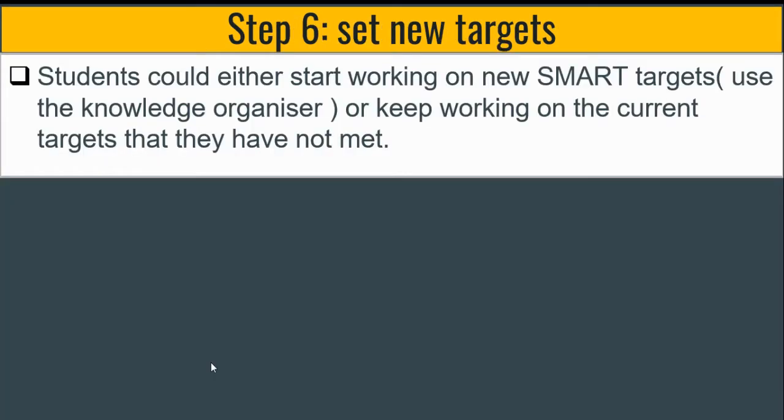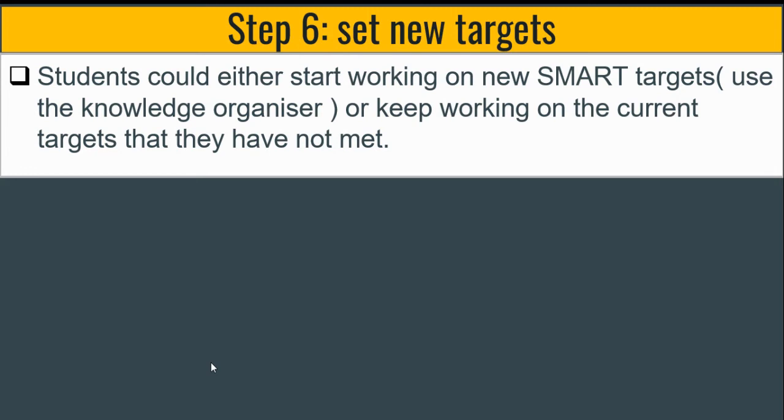In the last step, you need to set them new targets. So students could either start working on new smart targets using the knowledge organizer with the ones that are red, so they can start working on these ones, or orange, or they can keep working on the current target that they have not met.